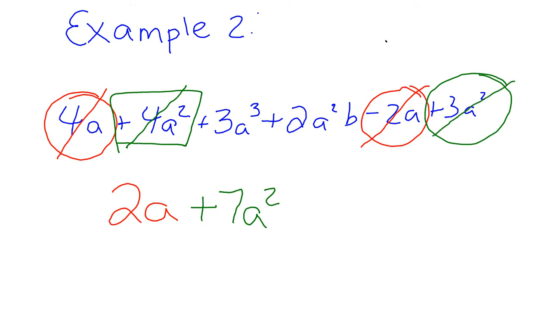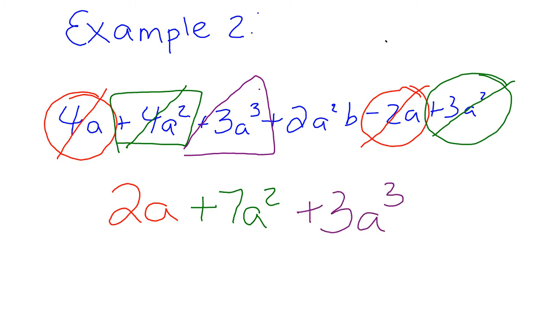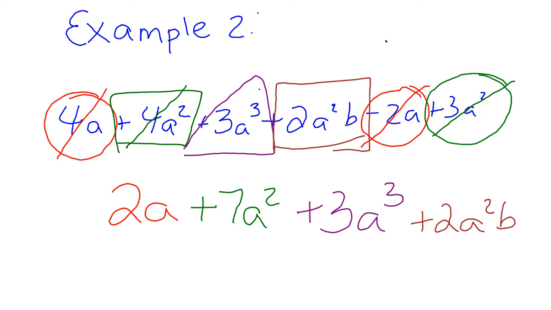And the next thing we have is a 3a cubed. There are no other a cubed terms, so we're just going to write it down. And then lastly, we have this term right here, 2a squared b. Again, there are no other terms that are a squared b, so we're just going to leave it. That would be the solution to this expression.